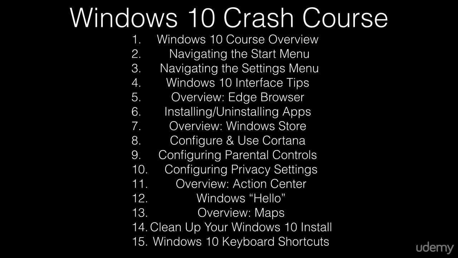The overview of Action Center, so all of your notifications, all your updates, everything that comes through Action Center, how to navigate that, how to adjust settings and update it. Windows Hello, which is a login feature that allows you to adjust a couple things and also log in password free through things like facial recognition and scanning if you want to have that enabled. We'll talk about the new Windows Maps application that's been updated and implemented, so you can use that on your Windows 10 as well.